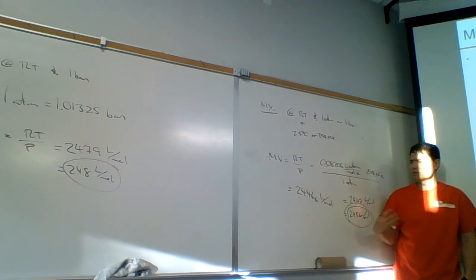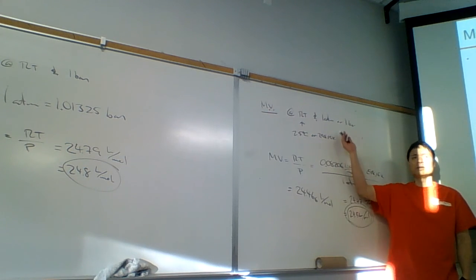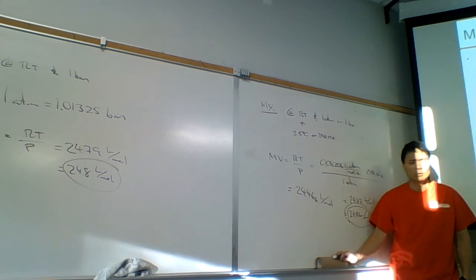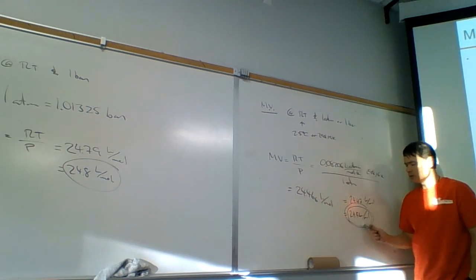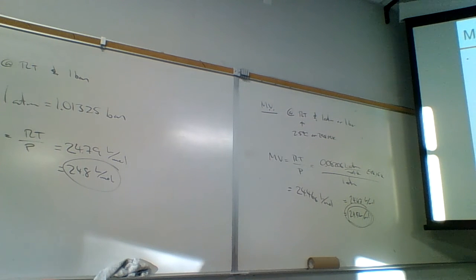Since that's the case, let's pick the most useful temperature, room temperature, and the most useful pressure, 1 atmosphere, normal pressure. This is the number you should memorize, not the other number. That's the standard gas volume. And this is for any gas, and it doesn't even have to be a pure gas.